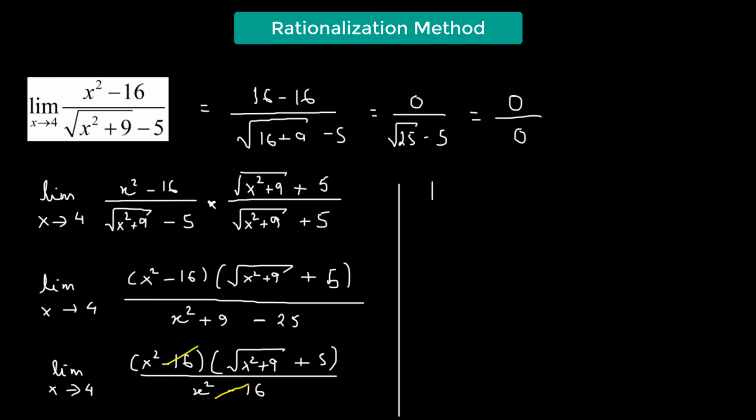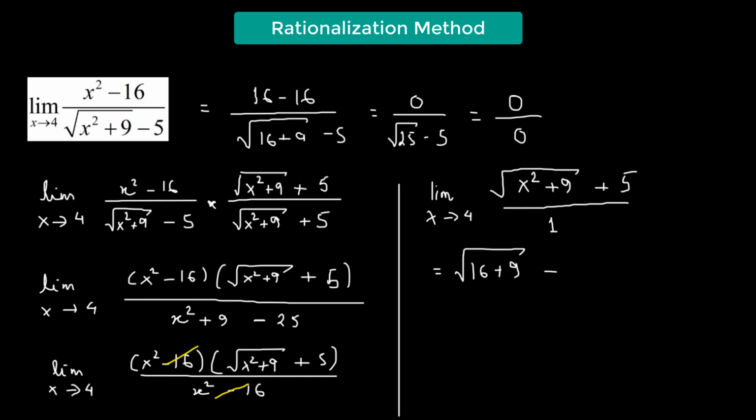This is going to leave us with the limit as x approaching 4 of the square root of x squared plus 9 plus 5, divided by 1. Now we put the limiting value of 4. So we have 4 squared, which is 16, plus 9, plus 5. So 16 plus 9 is 25, and the square root of 25 is going to give us 5. So we have 5 plus 5, and that gives us a limiting value of 10 for the given function when x approaches 4.